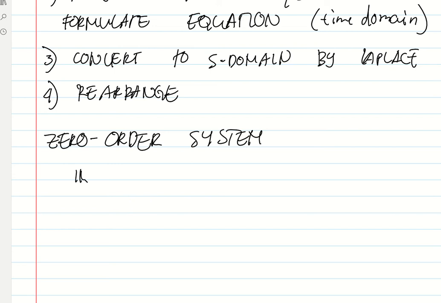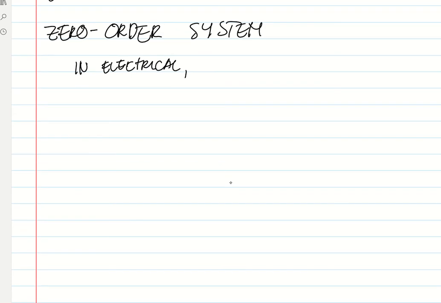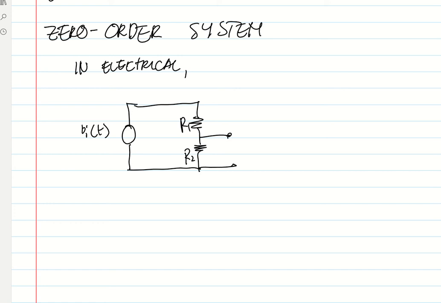In electrical systems, the very basic example of this is the voltage divider circuit. If you have two resistors here, then you have an input. Let's say this is our input voltage, V in, in T domain. And we have R1 and R2, and we can let our output be the voltage across resistor 2, V out in T domain.